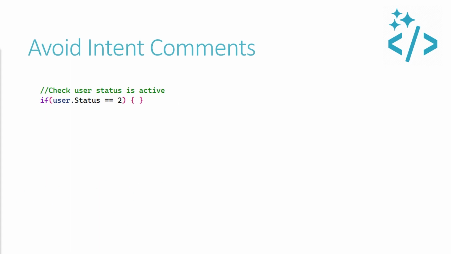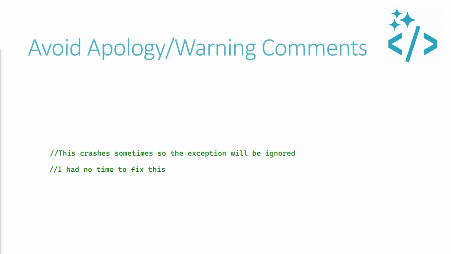We should also avoid intent comments. For example, we check the status is 2. This is not really clear. We can improve this by creating an enum for this value 2, and this tells exactly what it checks, and then this comment is not needed anymore.